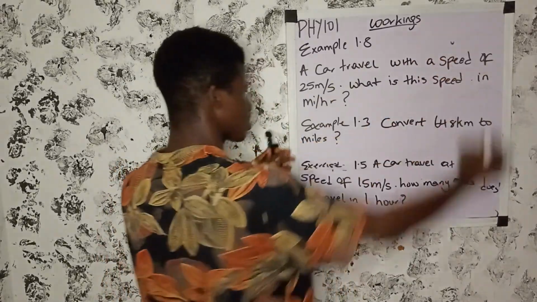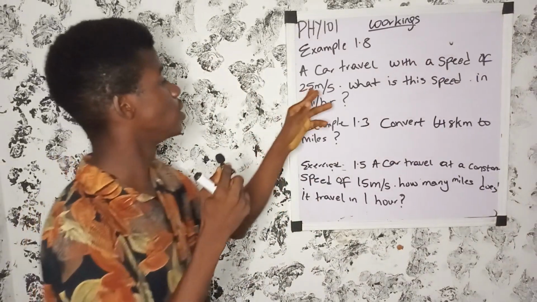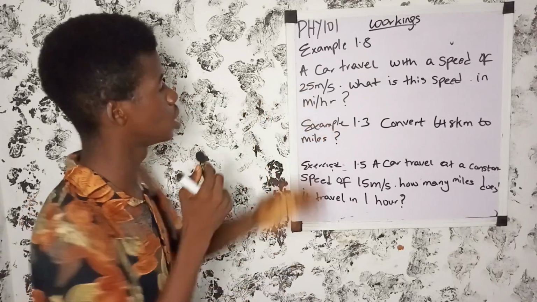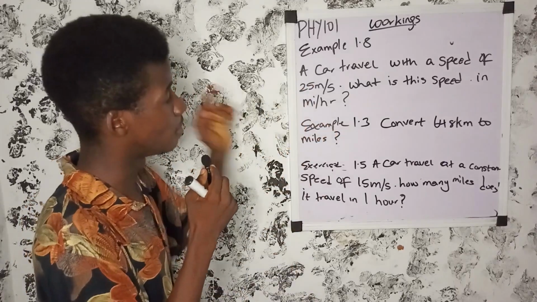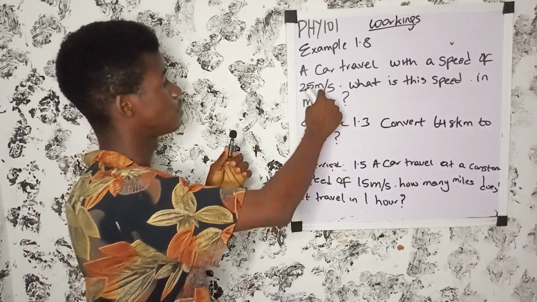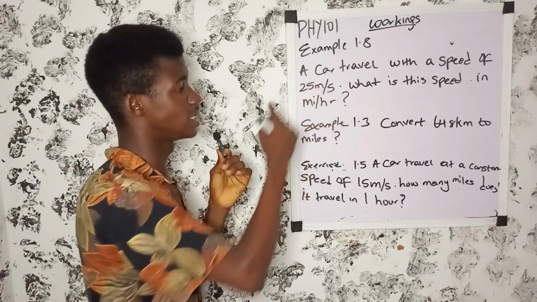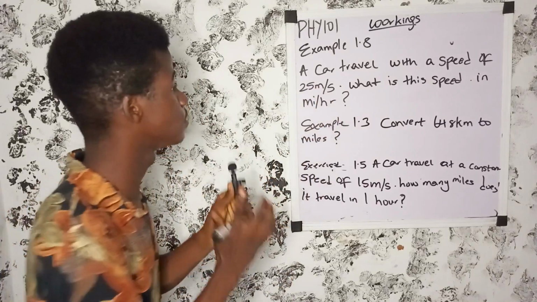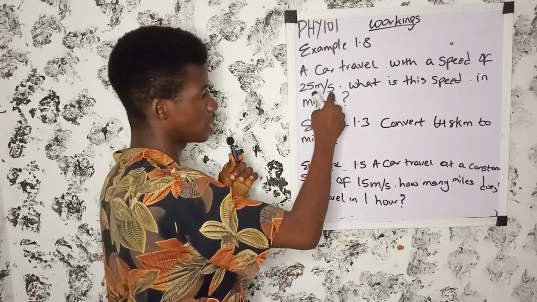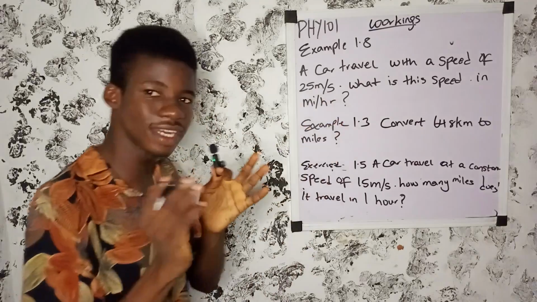What they are telling us is to convert from meters per second to miles per hour. How are we going to do it? They're telling us to convert from meters to miles, so let's analyze this carefully. We should convert from meters to miles, then from seconds to hours. Okay? Now, it's very easy.